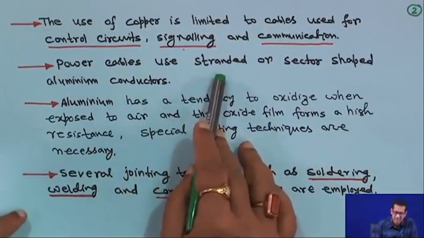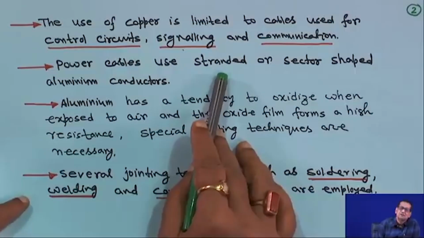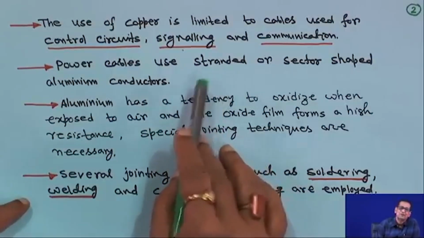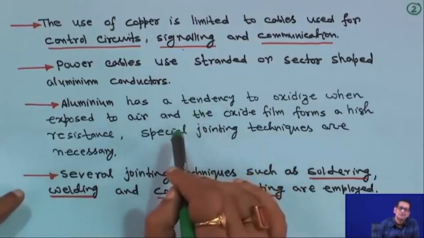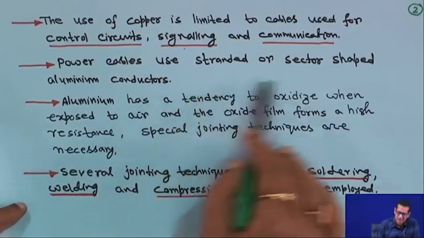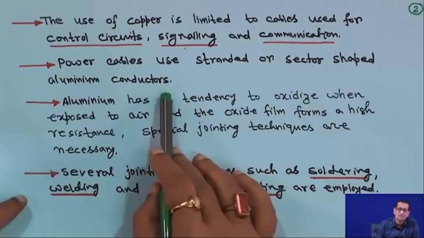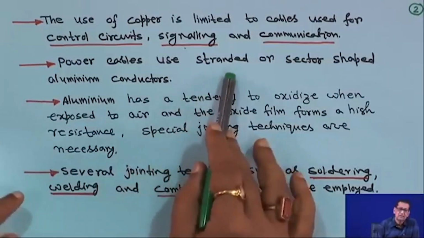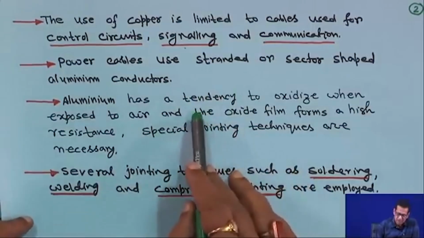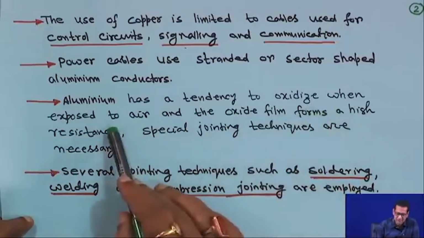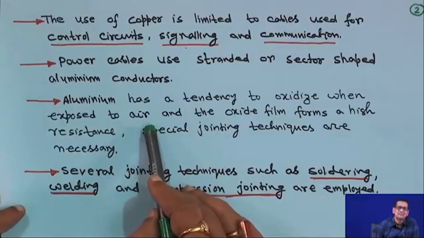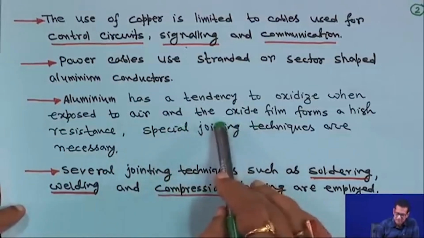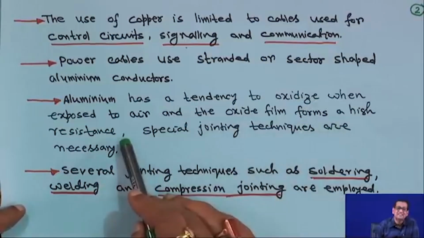Either stranded conductors will be used, the standard conductor like one conductor surrounded by 6, then 12, then 18, or sometimes sector-shaped aluminum conductors are used. I will show you the diagram later. Aluminum has a tendency to oxidize when exposed to air, and because of this the oxide film forms a very high resistance.